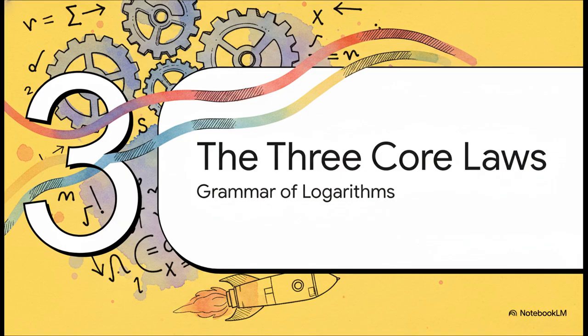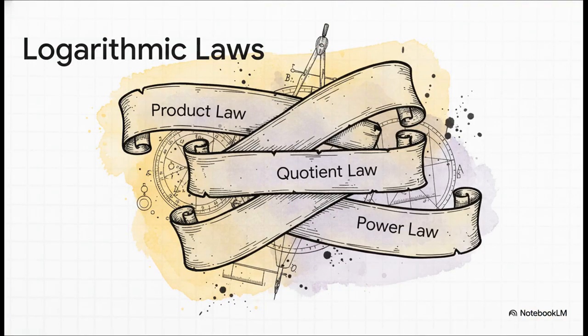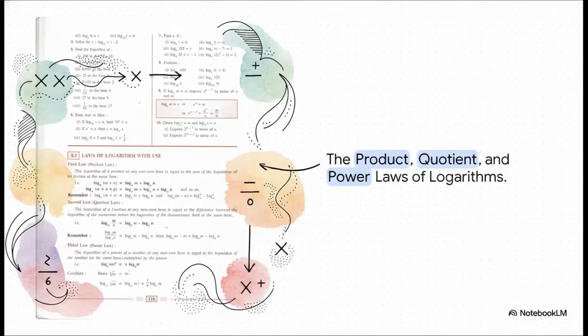Let's move to Section 3, the three core laws. Right, so now that we know how to translate the basic vocabulary, let's learn the grammar. There are three core mathematical laws here, and they act like simple grammatical rules that help us simplify really complex sentences. We have the product law, the quotient law, and the power law. These three rules are literally the engine that makes logarithms so incredibly useful in advanced science and engineering. Let's de-jargon these rules really quick.